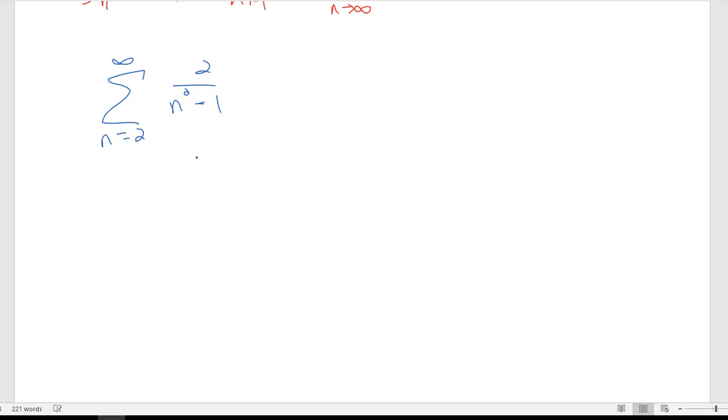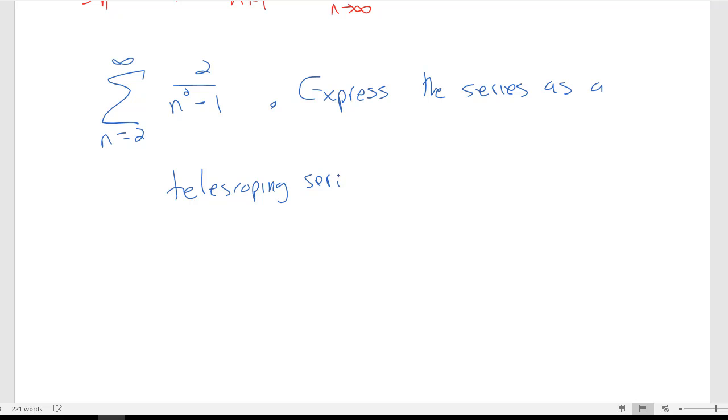I want to point out that we're starting at 2 because I can't start at 1. If I start at 1, I get division by 0. So I'm starting at 2 so that this series isn't undefined in that first term. So let's express it as a telescoping series and find the sum.